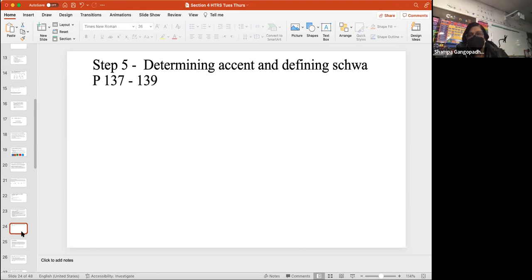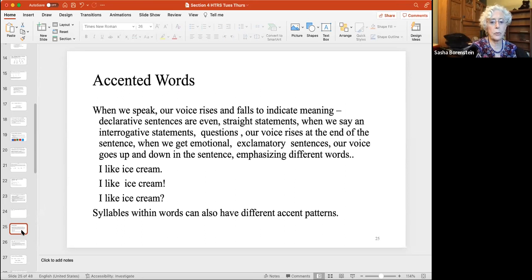Who can define an unaccented syllable, therefore? Shall I do it? An unaccented syllable is a syllable within a multi-syllable word that we say for a shorter amount of time, that we say in a quieter voice, and the vowel often doesn't say the sound we expect. It says or I.